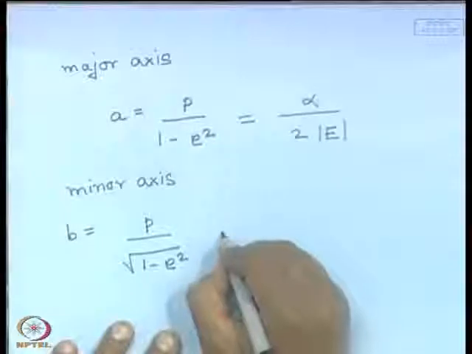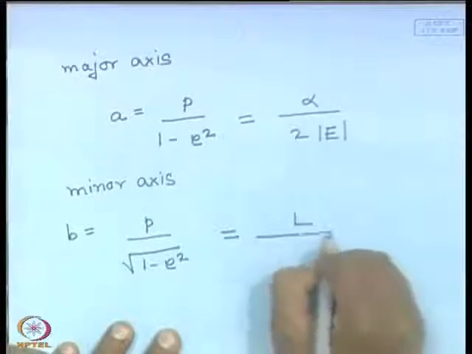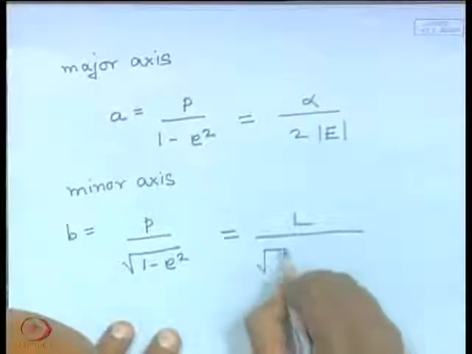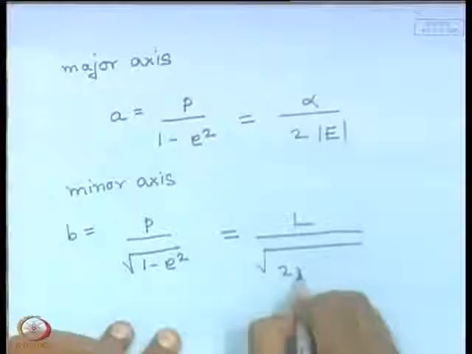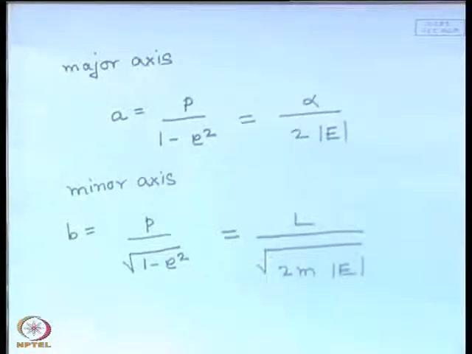Okay. And if you put in the values here, what you get is L divided by the square root of 2m mod E. So, the minor axis is what depends on the value of the angular momentum. If you fix the angular momentum, then the minor axis is fixed. Now, if you keep on giving more energy, for the least amount of energy that you can give, you will have a circular orbit with the value of the minor axis, and if you keep on giving more energy, both the minor and the major axis are going to change.